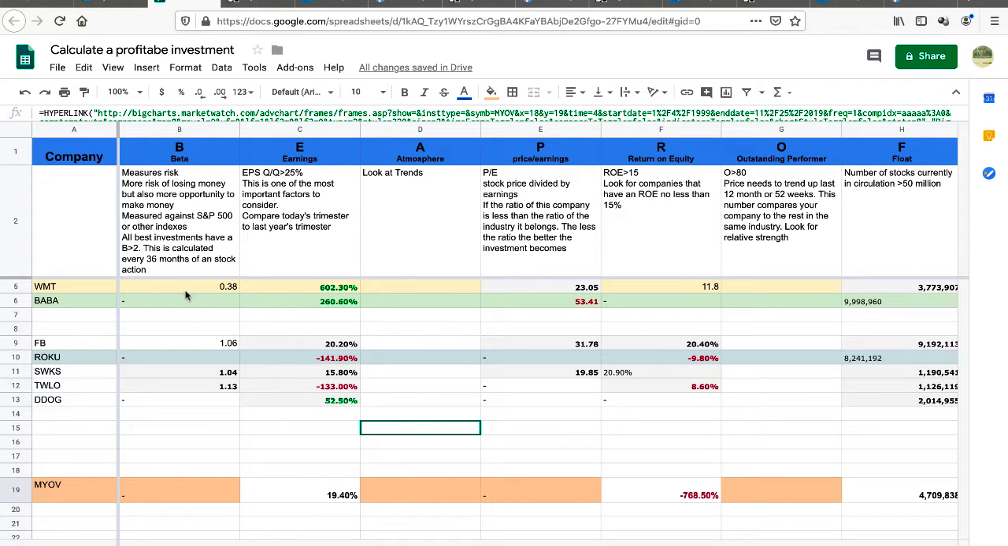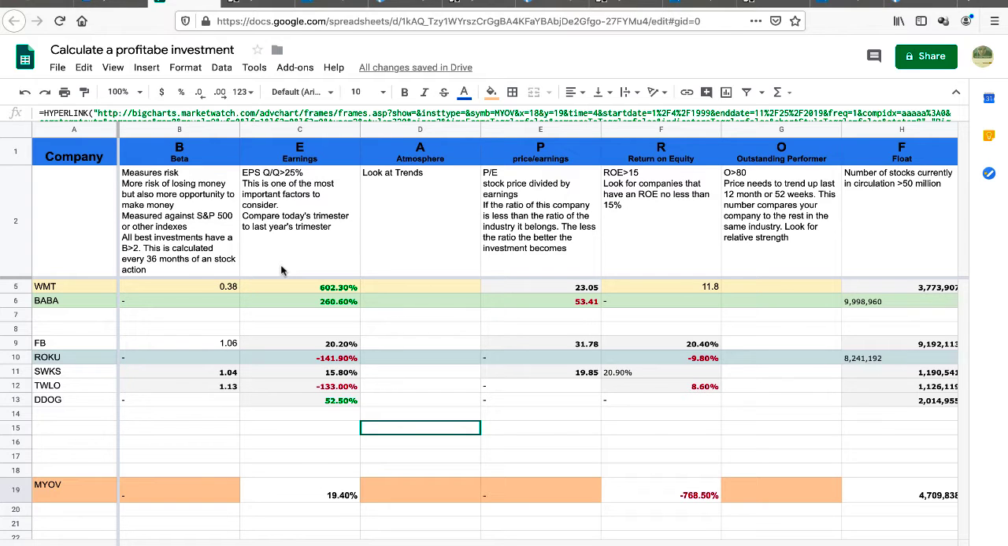First thing that we're gonna identify is the beta, and the beta is just the measurement of the risk of losing money, but also it gives you the opportunity to make money, and this is compared to one of the indexes. So normally we use the S&P 500, so we want the beta to be less than 2%, and it's calculated every 36 months.